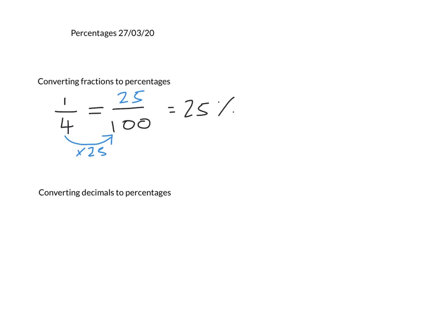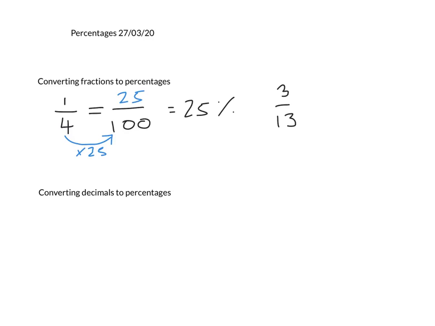Those ones work really well if you have a really nice, neat fraction. A quarter is considered a neat fraction because 4 goes so nicely into 100. But what if you had something like 3/13? That's an ugly fraction. That's not nice.